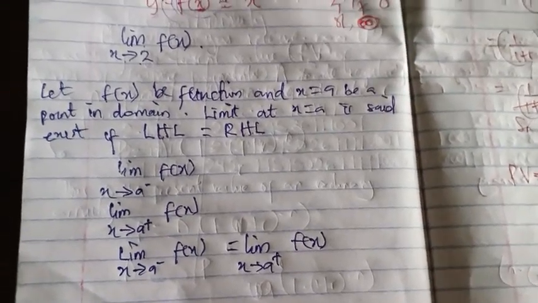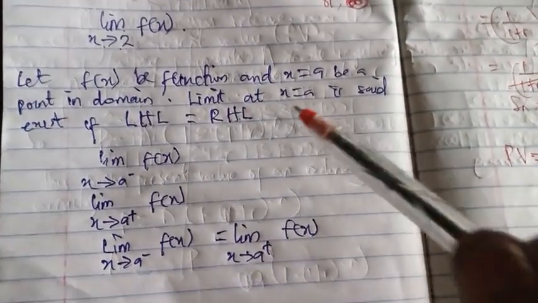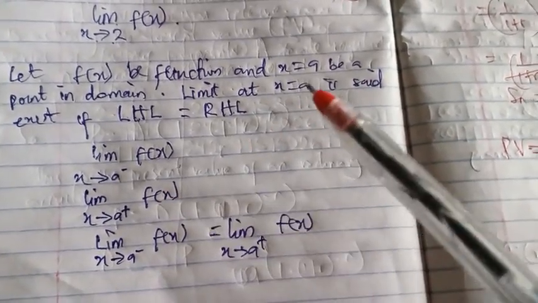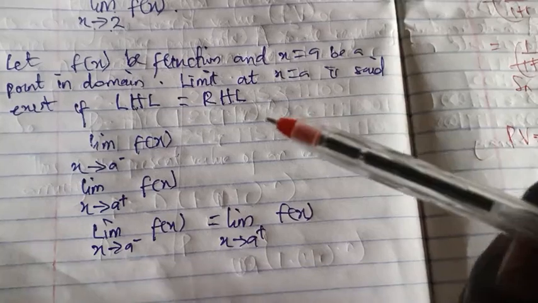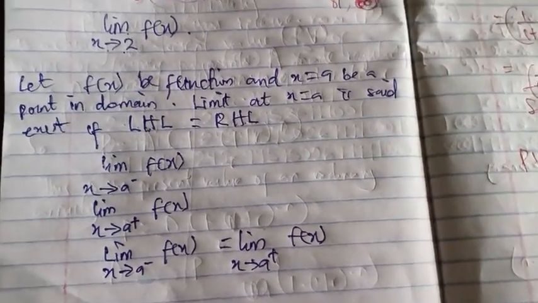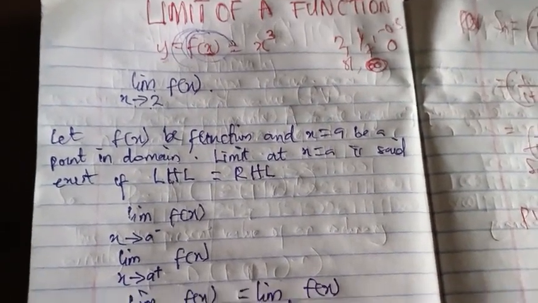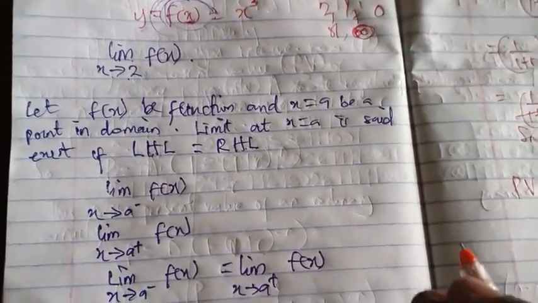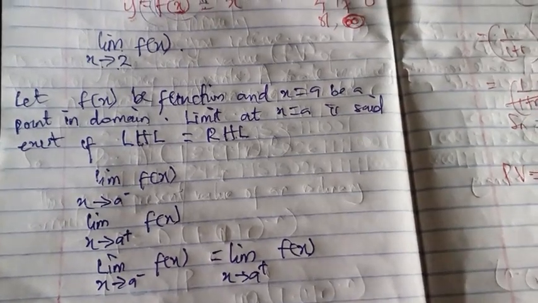So if they say investigate if the limit of a function exists at a point, you are checking if the limit from the left, or left-hand limit, equals the right-hand limit. Don't forget that. If they are equal, we conclude that the limit of the function exists at that point. Do you get what I'm saying?